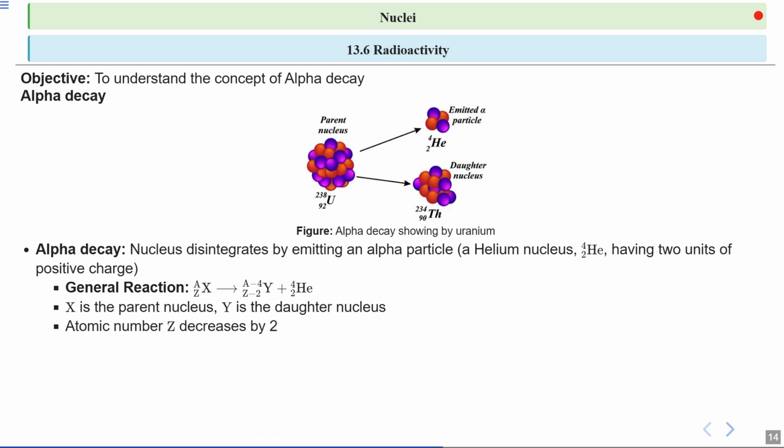Notice that the atomic number Z decreases by 2 during alpha decay. This means the element moves 2 places lower on the periodic table, changing its chemical identity. For example, uranium becomes thorium after emitting an alpha particle.